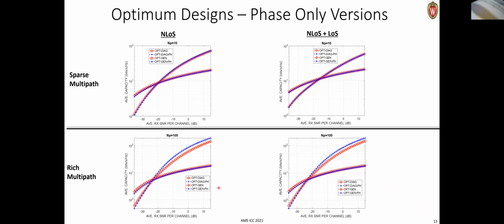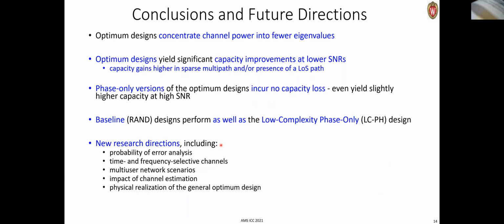And finally, we want to show that even the phase-only versions of the optimum design actually give pretty comparable performance. In fact, in some cases, they even give an increase in capacity, which is very relevant from a practical perspective. So just to conclude, the optimum designs tend to concentrate channel power into fewer eigenvalues, and they lead to significant capacity improvement at lower SNRs. Capacity gains are higher in sparse multipath and in the presence of a line of sight path. Phase-only versions are also very competitive and incur no capacity loss, so that's good. And the baseline and low complexity phase-only designs are very comparable.